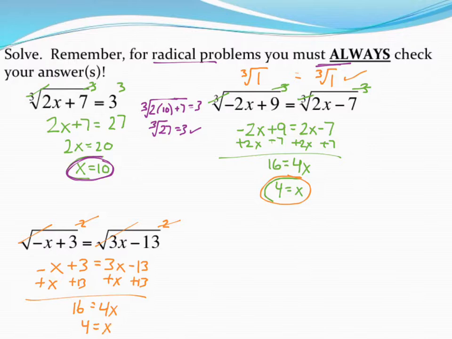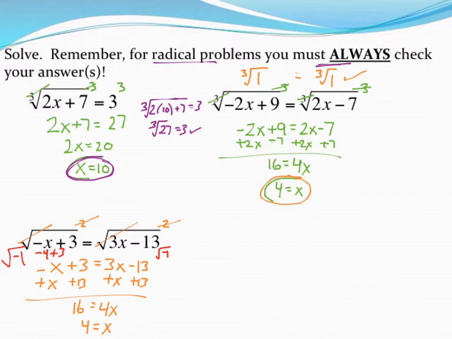Before I circle that, though, remember we do need to check these, and so watch what happens when I check this one. It's kind of interesting. I'm going to plug in 4 for x, so negative 4 plus 3 gets me negative 1. So on this side, I end up with square root of negative 1, which is interesting. We don't usually do square roots of negative numbers, at least not to get nice real answers. Plugging in 4 for the other x, 3 times 4 is 12, subtract 13, I get negative 1 again. So at first glance, it would seem that, yeah, we get the same thing on both sides.